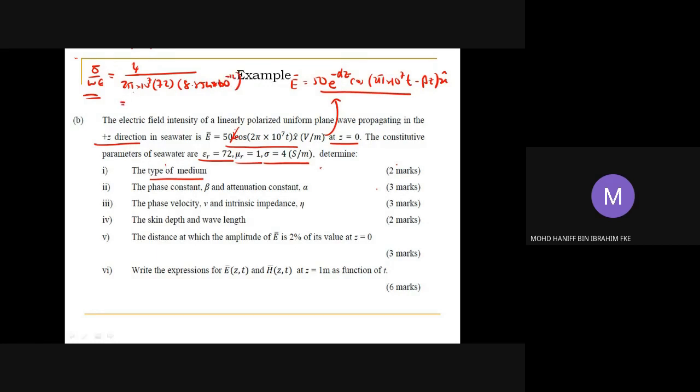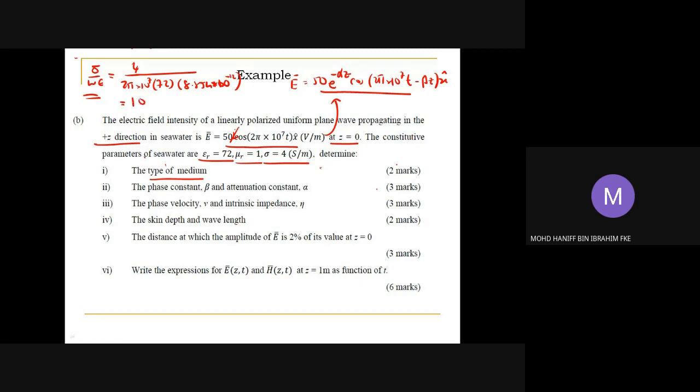So what should be the value for this? Let us calculate the loss tangent. We have 2 pi times 10 to the power of 7, times 72, times 8.854 times 10 to the power of negative 12. Let me see, 2 pi, and then 72, and then 8.854. The value should be equal to 99.86, which is about 100.